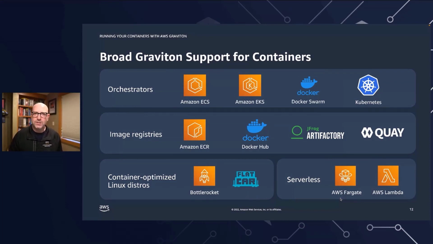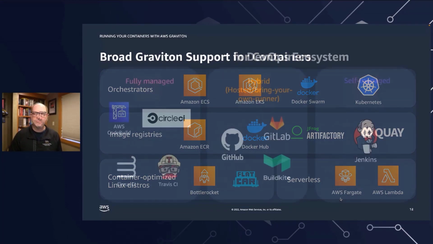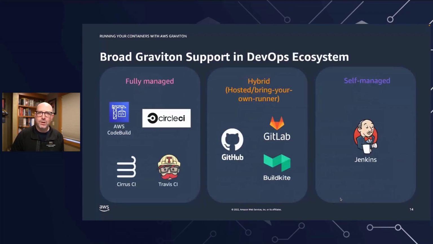And if you'd like to run your containers serverlessly, both AWS Fargate and AWS Lambda provide Graviton support as well, with similarly low cost compared to x86 Fargate or Lambda, and higher performance as well. I'll talk about serverless a little bit later as well. There's also broad Graviton support in the overall DevOps ecosystem. In the DevOps ecosystem, I like to break these into three categories.